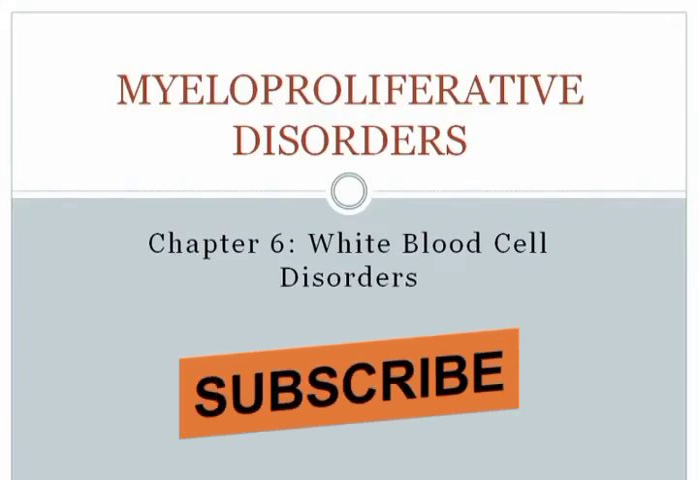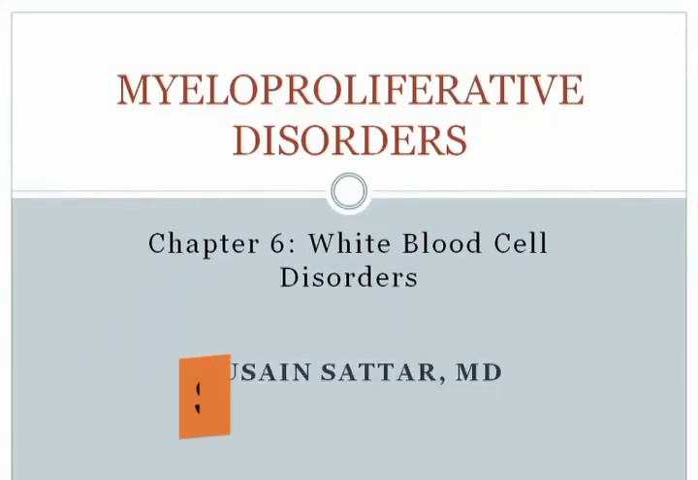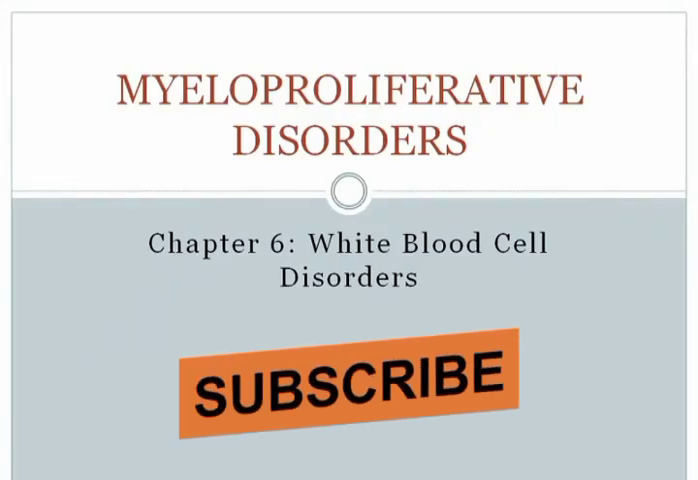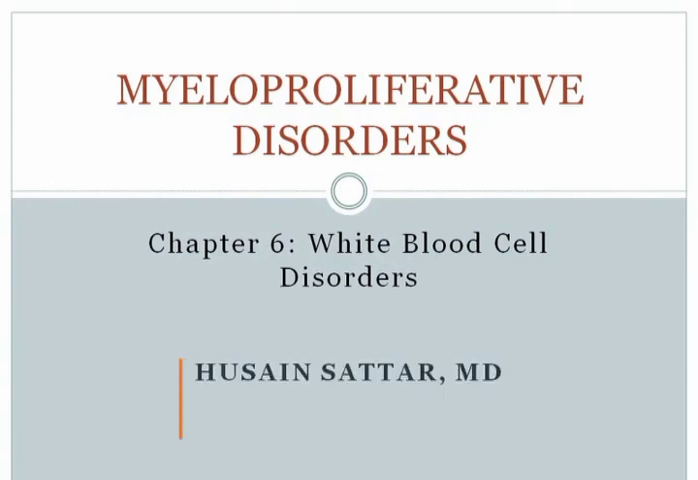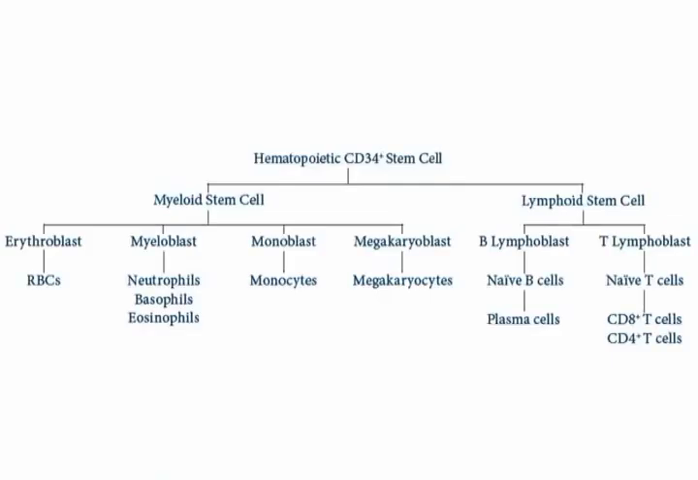The last of the leukemic processes that we're going to discuss are the myeloproliferative disorders. In order to understand the myeloproliferative disorders, we've got to go back to normal hematopoiesis. Recall that in normal hematopoiesis, there is a CD34 positive stem cell, and that stem cell can produce a myeloid stem cell or a lymphoid stem cell.